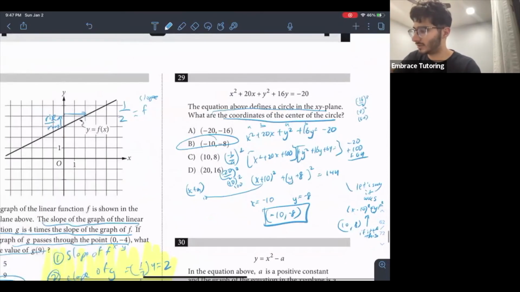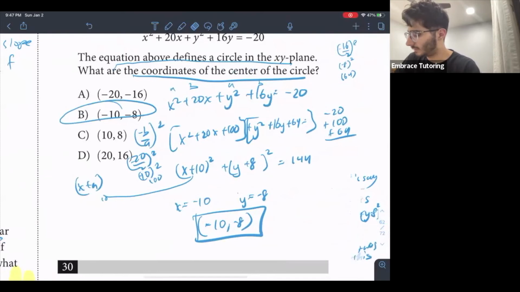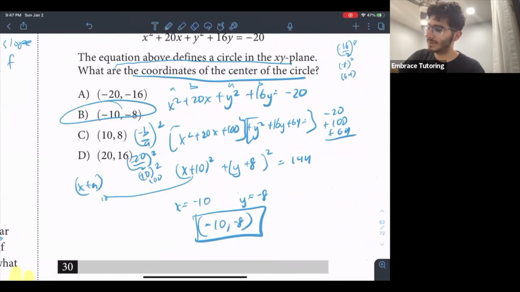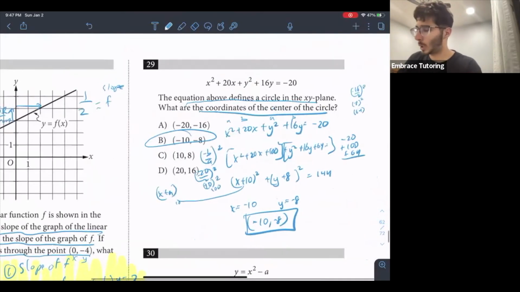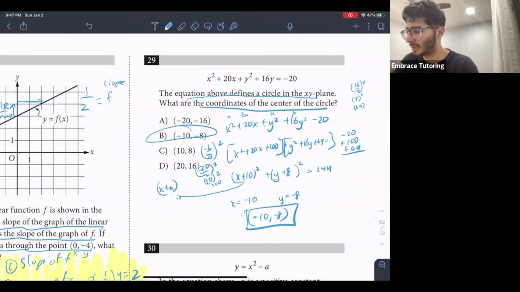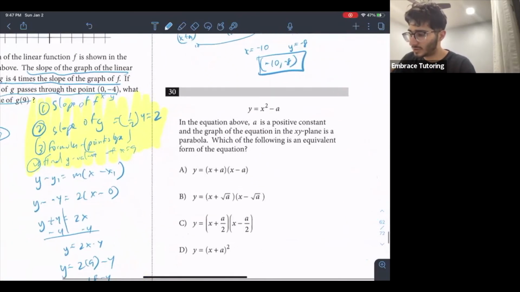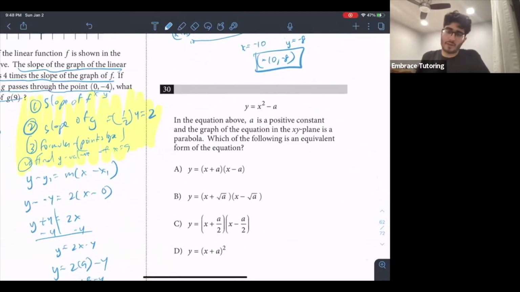But it's not like that, so I don't want to confuse you guys. So I'll erase it. But it's just basically taking the opposites of the signs. It would be -10, -8, and that's your answer for 29B. Last question. And this is the hardest question for the multiple choice section.